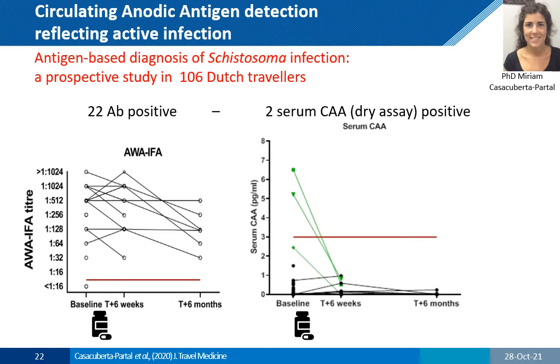And what you can see here is that 22 of them were found to be antibody positive in the immunofluorescent assay, indicating exposure to the parasite, while only 2 of them had detectable serum CAA levels. At follow-up, 6 weeks and 6 months after praziquantel treatment, all seropositives remained antibody positive, while the CAA in serum was fully cleared. So from this study, and in combination with the controlled human infection model, we may conclude that in many travelers with short-term exposure, active infections seemingly do not fully establish, or they have a very low and therefore undetectable worm burden. And this study also again confirmed the specificity of the serum CAA assay.